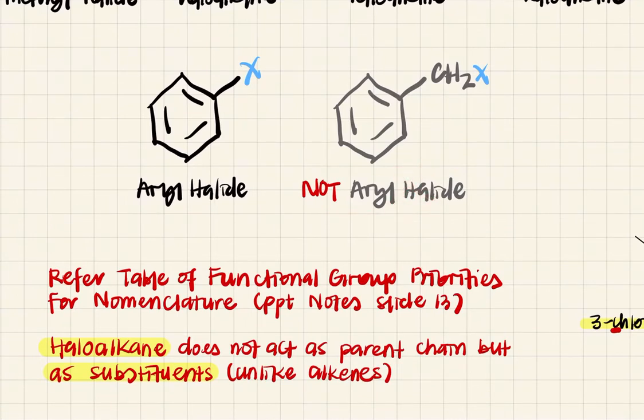Okay, so you can refer to the table of functional group priorities for nomenclature. So boleh tengok dekat notes yang nanti saya upload PowerPoint. Then note also that haloalkane, it does not act as a parent chain but it acts as a substituent. Unlike alkenes boleh akan jadi parent chain because it has a higher priority. Tapi haloalkane dia macam alkane je juga.